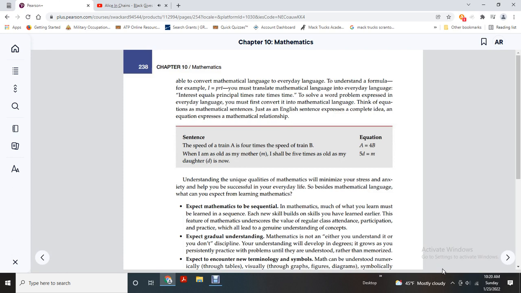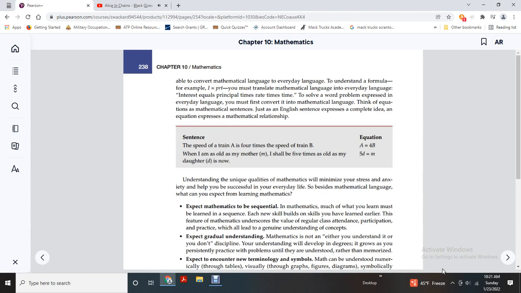Understanding the formula, for example, interest equals principal times rate times time, or I equals PRT, you must translate mathematical language into everyday language: interest equals principal times rate times time. To solve a word problem expressed in everyday language, you must first convert it into mathematical language.